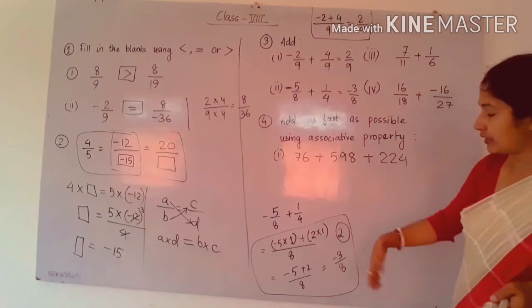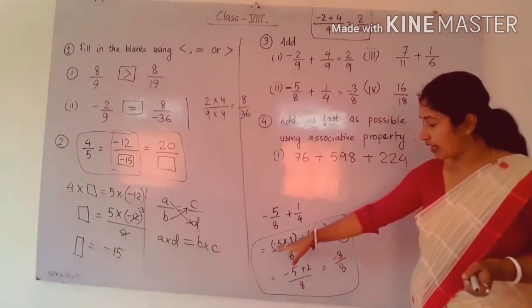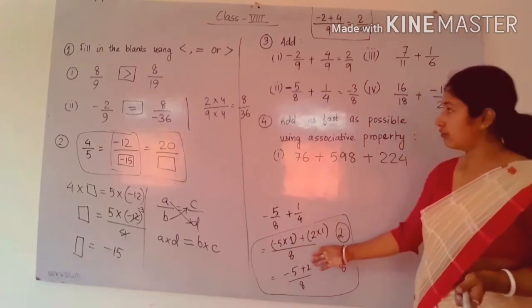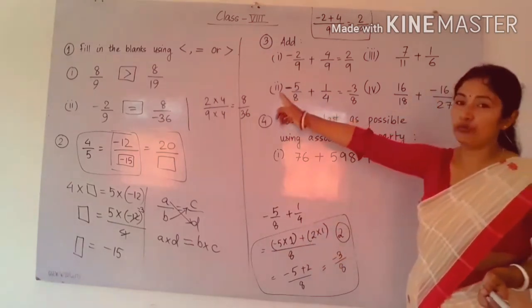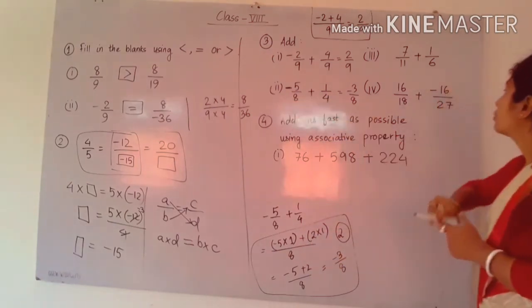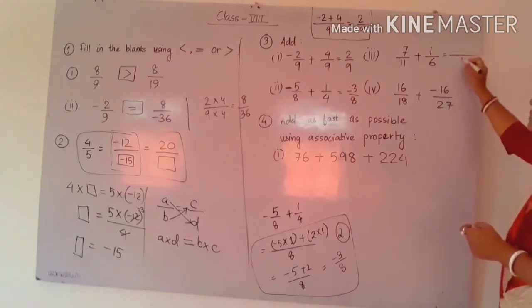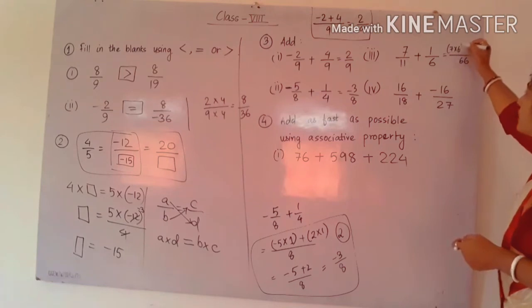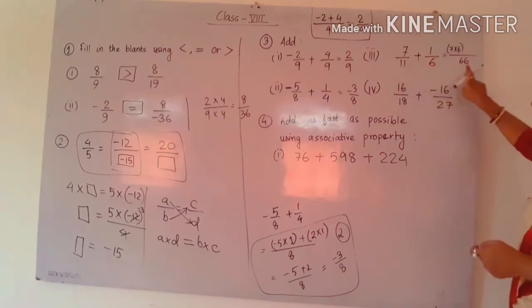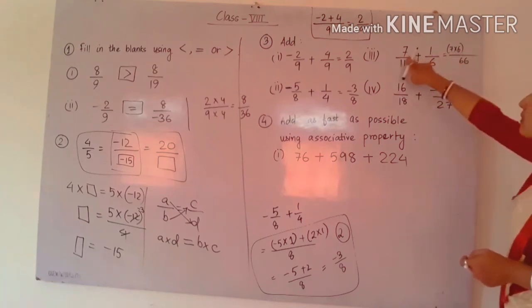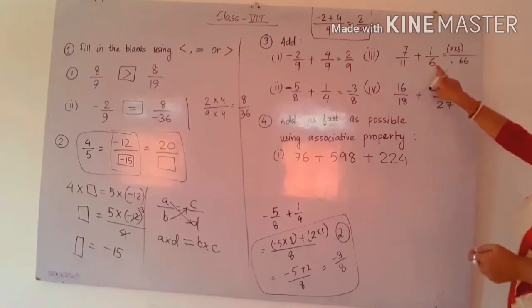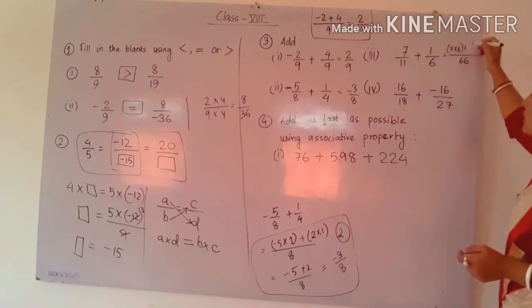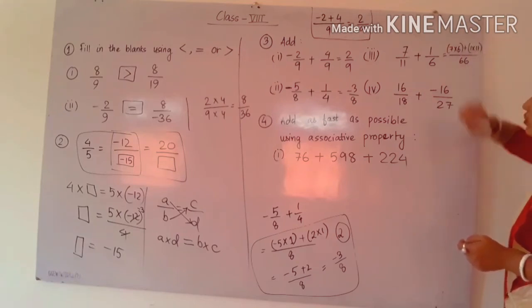Then in the second process, when you are writing the numerator, the same process will be applicable again, like we have done in case number 2, meaning example 2. So here the LCM will be what? 66. So you have to do 7 into 6, because 11 sixes are 66. So 6 is multiplied with 7. Then plus, 6 elevens are 66, so you have to multiply 1 with 11. Like that you have to do.